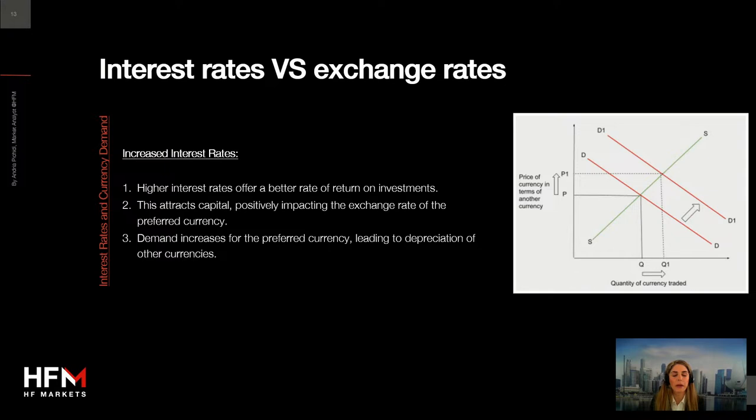I have a picture over here explaining precisely how the price of a currency can change based on the quantity of currency traded. The green line is the supply, and the red line is the demand, which is changing based on the increased demand after an interest rate hike.